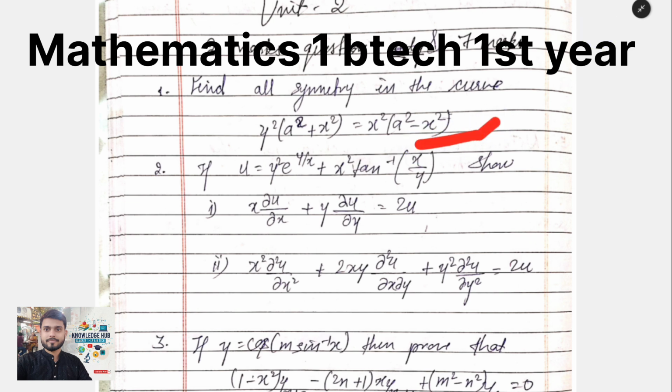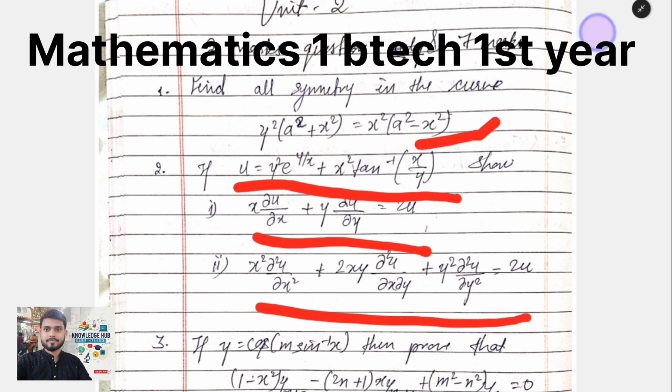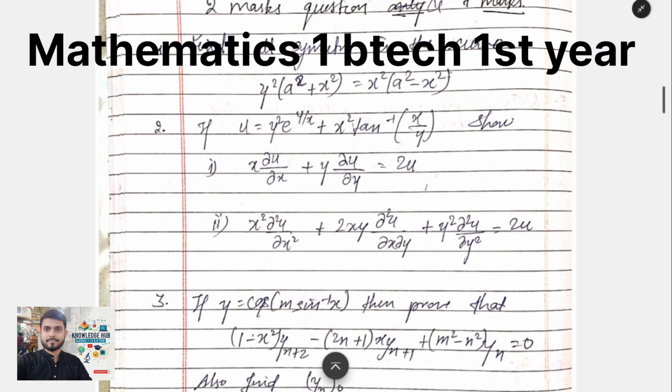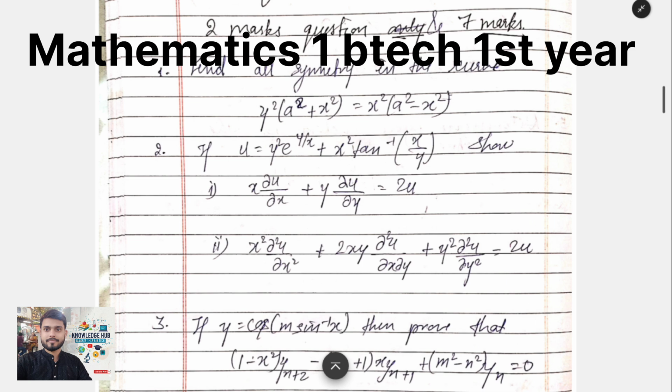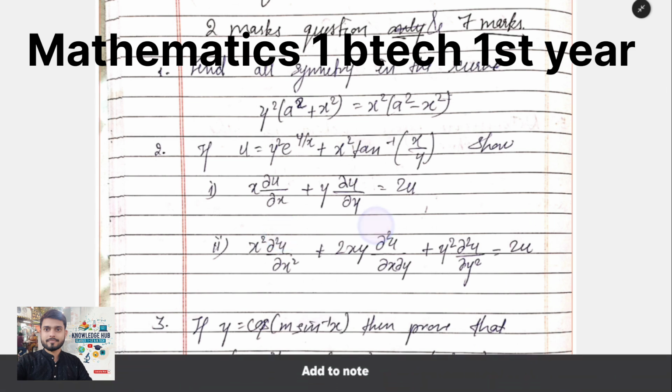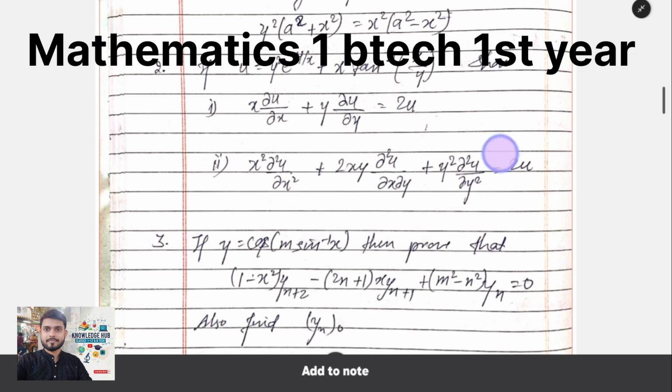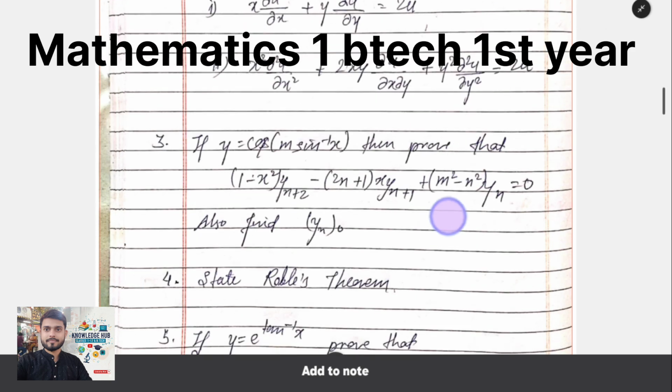Now the second question is if u is equal to this, then prove that this is equal to 2u and this is equal to 2u. This is basically a proving question. If you solve this question including the differential of this and the differential of this, then you also get to 2u.